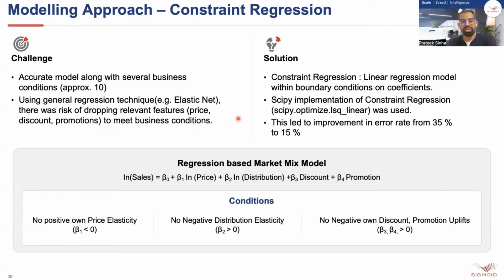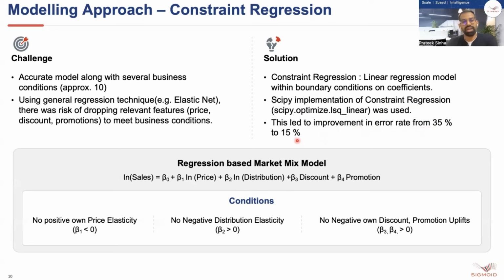So in order to solve this problem, we used constraint regression, which is a linear regression model within boundary conditions on coefficients. We can define the conditions on coefficients like beta 1 smaller than 0 and beta 2 greater than 0 and like that. And the model will train within that boundary conditions only. We use the SciPy implementation of constraint regression, and this approach led to improvement in error rate from 35% to 15%.